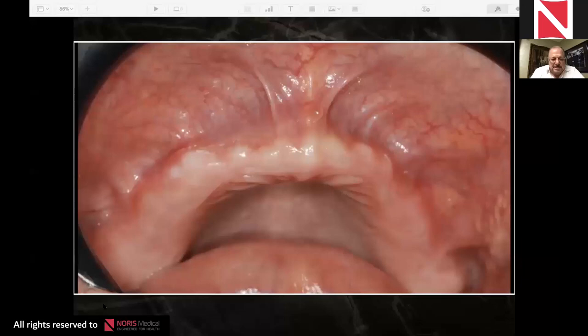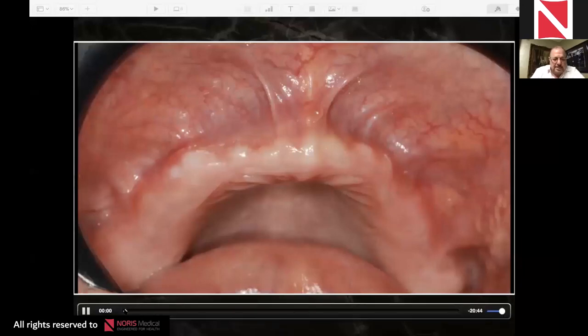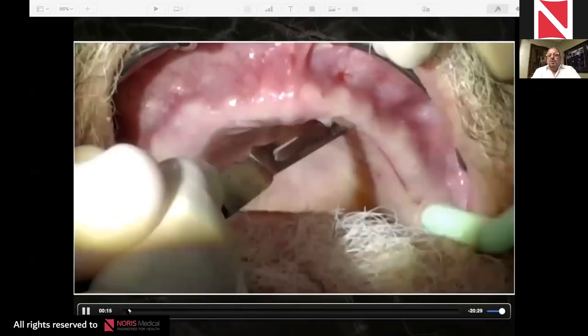So let's go through Bobby's surgery right away. Here's his maxillary arch. And I'm going to speed the video up a little bit. Let's go through it. So, crestal type incisions.